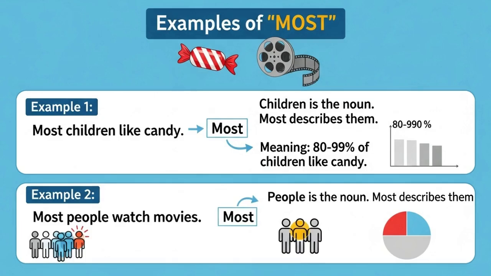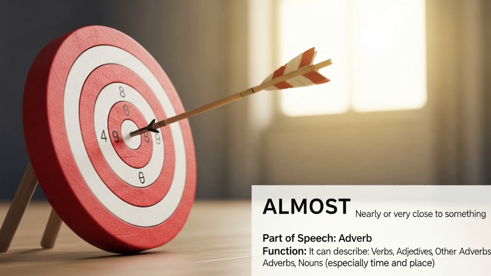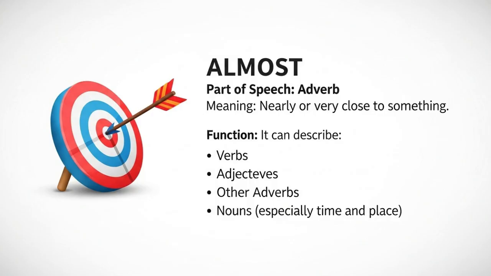All right, so what is almost then? Well, almost is an adverb. So an adverb can describe a noun in certain cases, it can describe a verb, it can describe an adjective, and it can describe other adverbs. So whereas most, you're limited, it can only describe a noun, almost can describe all sorts of categories of words. So almost, when we're talking about almost, we're talking about how close. Another synonym of almost is nearly. So let's look at some examples to better understand almost.